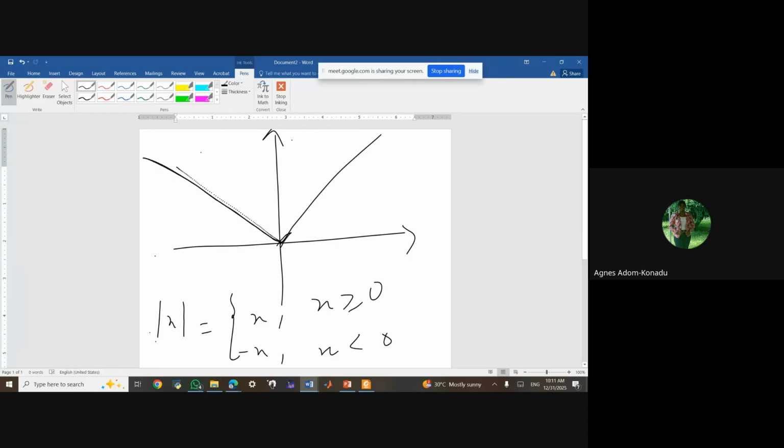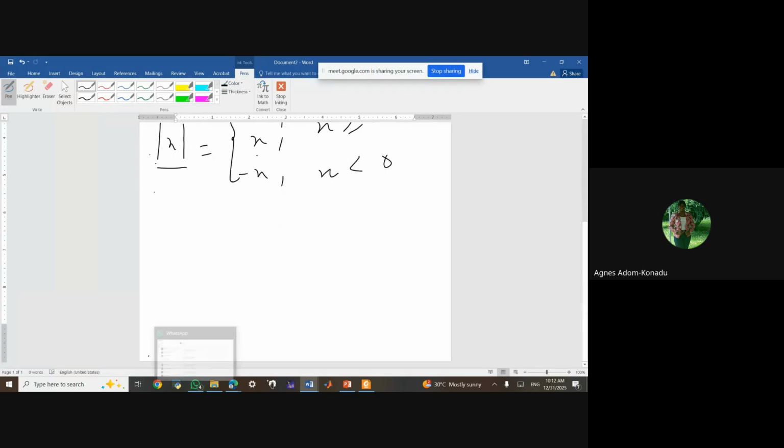It's supposed to be a straight line like this. So anytime you have an absolute value function, you have x greater than or equal to 0, then you have x less than 0. So for x greater than 0, it means that we are looking at the right-hand limit. So the limit as x approaches 0 of the absolute value of x.